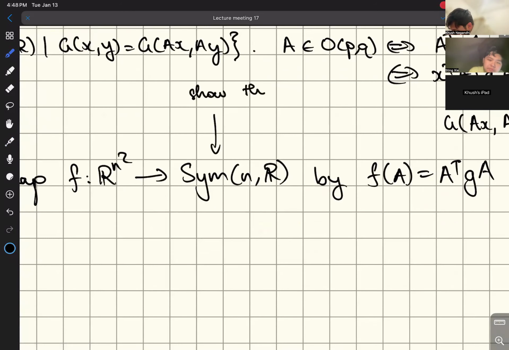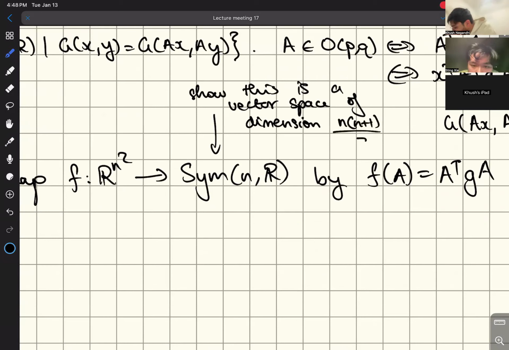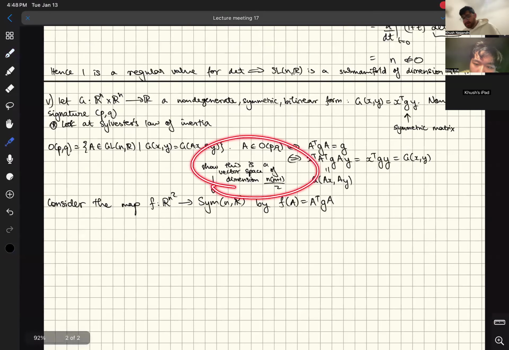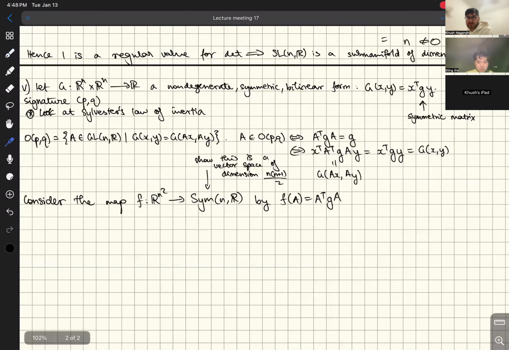Show this is a vector space of dimension n times n plus 1, divided by 2. It's not too hard to show this. I might actually put this on a problem sheet, and maybe I'll give a hint or two if needed.